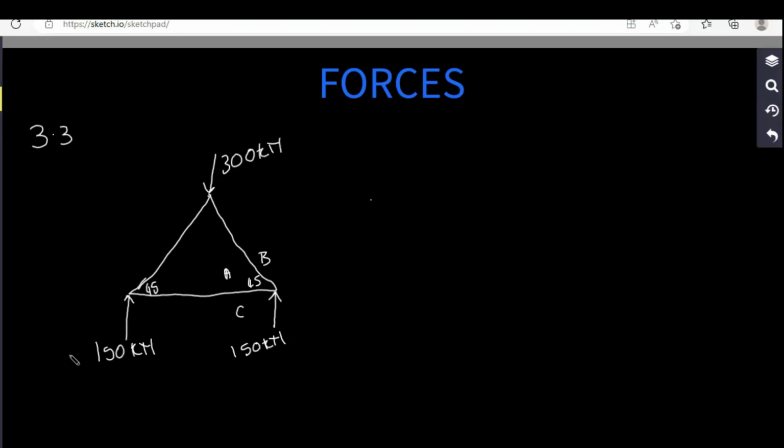First, let's calculate for AB. Meaning we're going to say the sum of the forces going up is equals to the sum of the forces going down. The force that is going up is 150. And remember, we have to choose a direction, so I'm going to choose this direction, going towards this point. Is equals to the force that is going down. The force that is going down will be the component of AB, which will be AB sine 45.